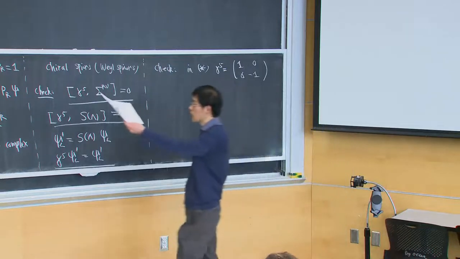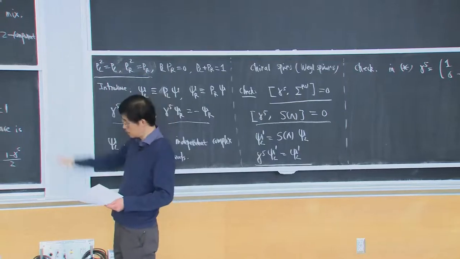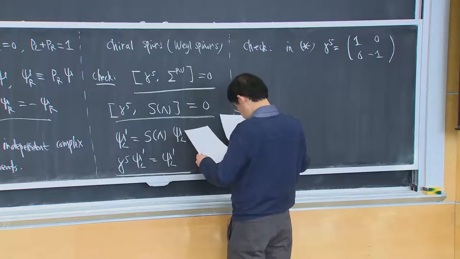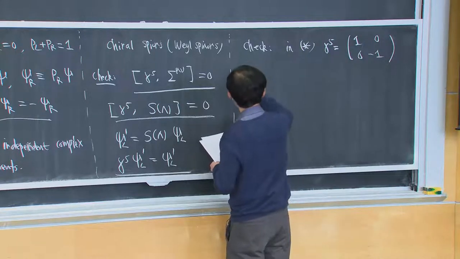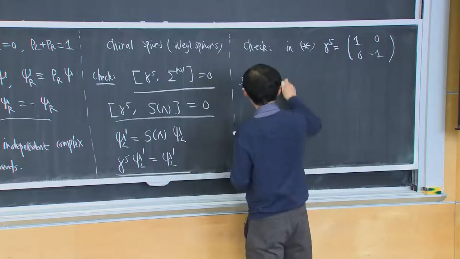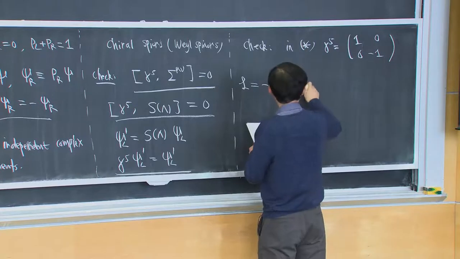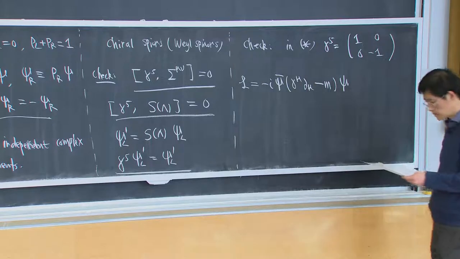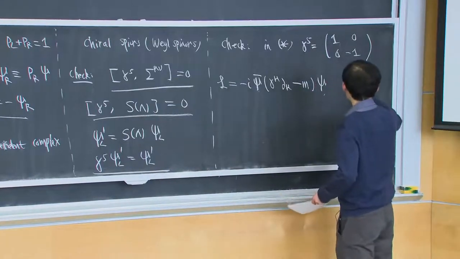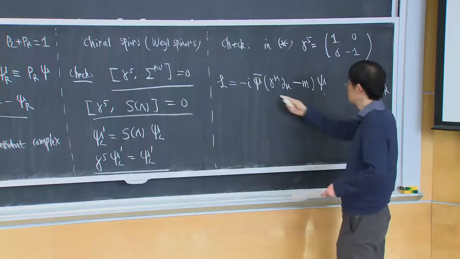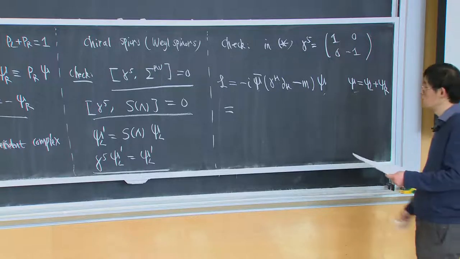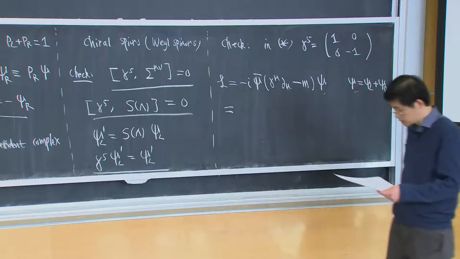Okay, so let's go back to this chiral representation and write the Dirac equation in this chiral representation. So now if you write the Dirac equation in terms of psi L and psi R, remember the Dirac Lagrangian density has the following form. Since psi is equal to the sum of psi L and psi R, you can write this in terms of psi L and psi R, and you find the cross term vanishes. You can also check this explicitly in the chiral representation, but the expression I'm writing down is general.